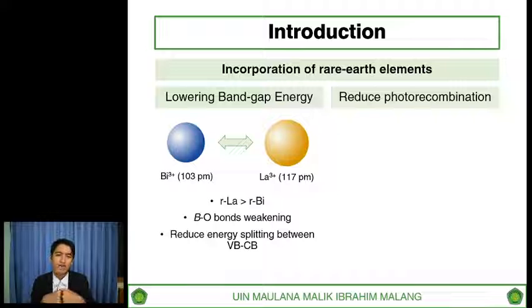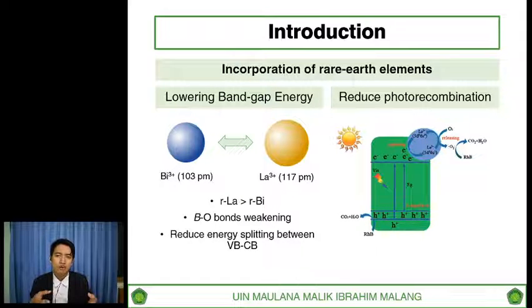And for the reduction of photorecombination, incorporation of lanthanum or rare earth elements can capture the electrons that are already in the conduction band and prevent them from recombining with holes that exist in the valence band. So it reduces the photorecombination activity.